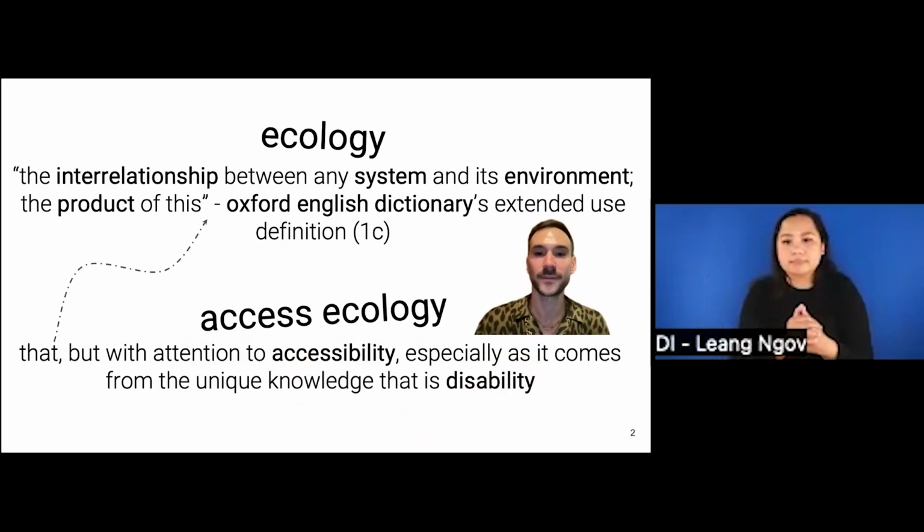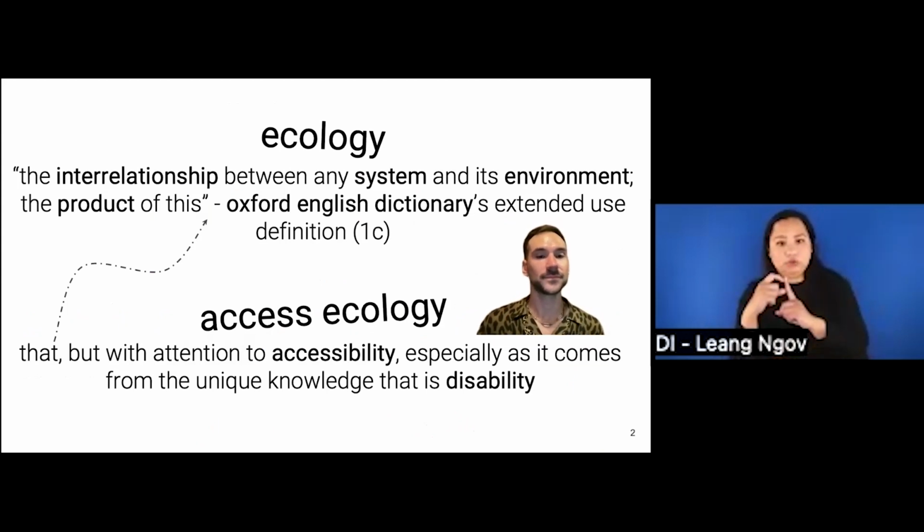Second slide, black text on white background featuring two definitions. At the top reads ecology: the interrelationship between any system and its environment, the product of this, OED's extended use definition, 1C. The second definition says access ecology. This word is tilted slightly, leading up to the right, with a curvy arrow leading to the definition of ecology, but with the attention to accessibility, especially as it comes from the unique knowledge that is disability.